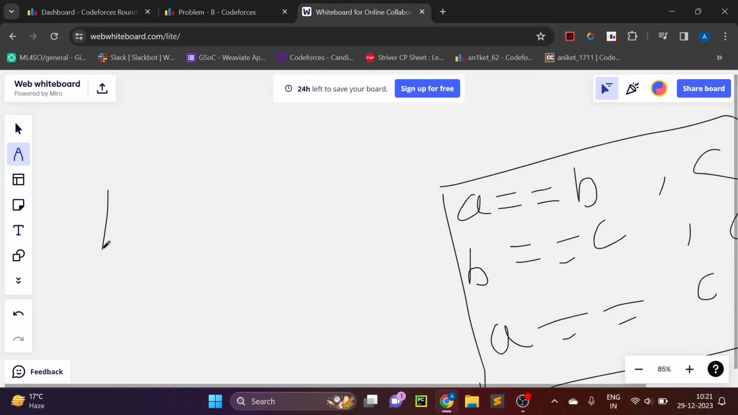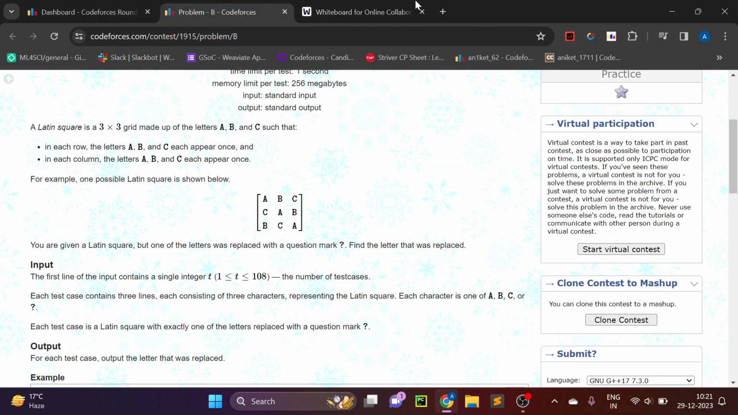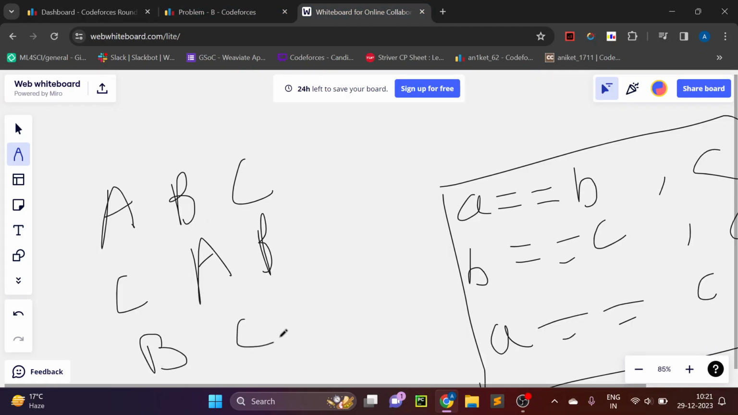If we say this is a Latin square, and we see it. Now if you see in this example, if A is present once in every row, the total number of A's in the whole Latin square will be equal to 3. Similarly, the total number of occurrences of B should be equal to 3, and similarly the total number of occurrences of C should also be equal to 3.